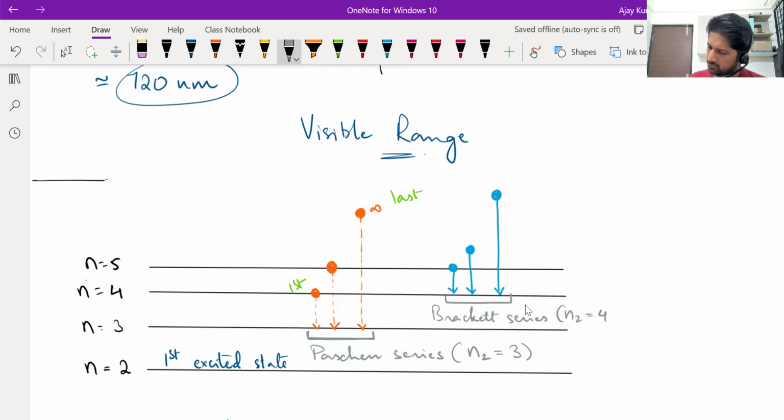Final orbit number is 4. You can tell what is the wavelength of first line, last line by substituting in that formula. And if an electron ends up in the 5th orbit, like 6 to 5, 7 to 5, or all the way from infinity down to 5.